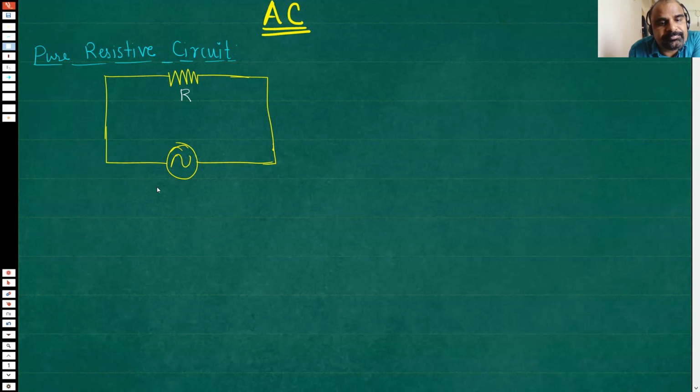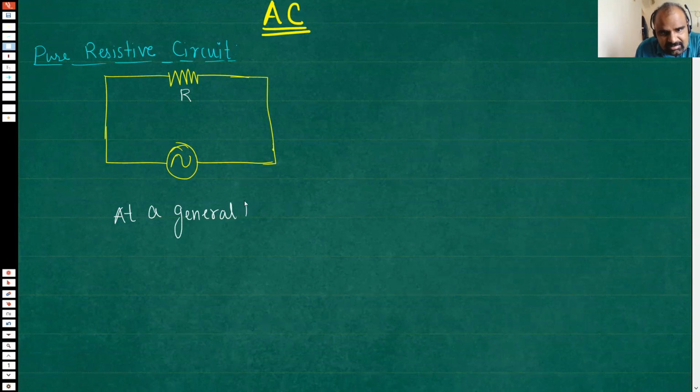Okay, so at a general time t, if we draw this diagram, at that moment, suppose this is the positive terminal and this is the negative terminal, but it will not always remain the positive terminal. And at this moment, the instantaneous voltage is V0 sine omega t.